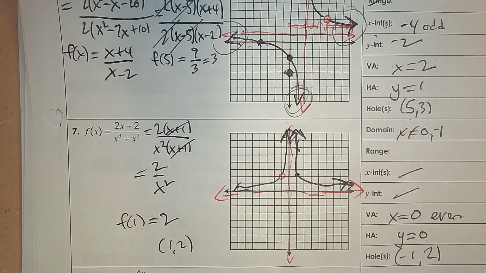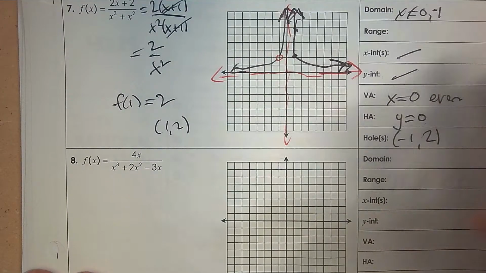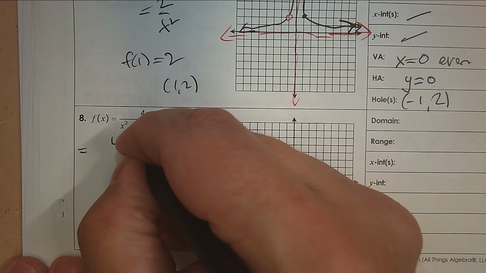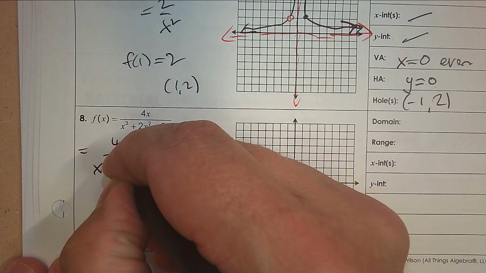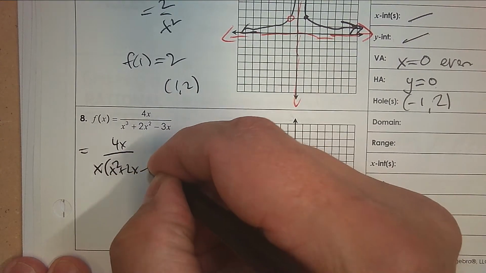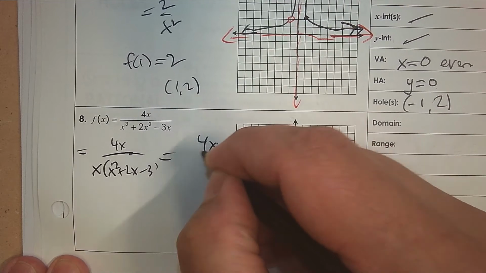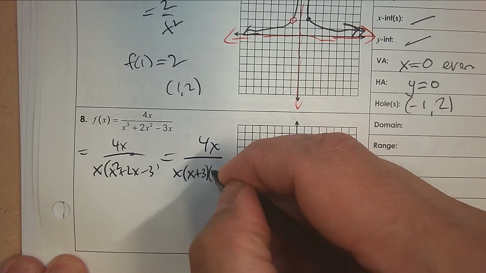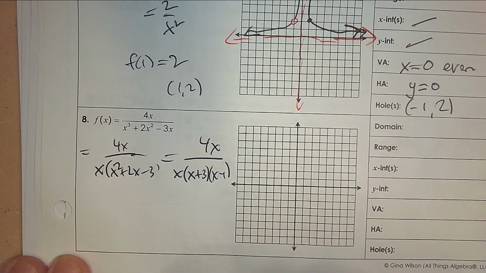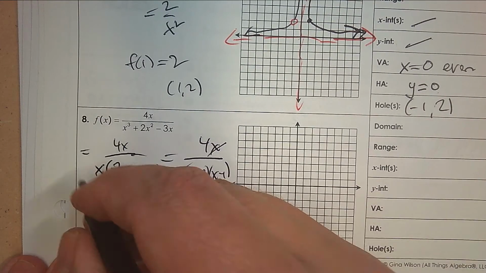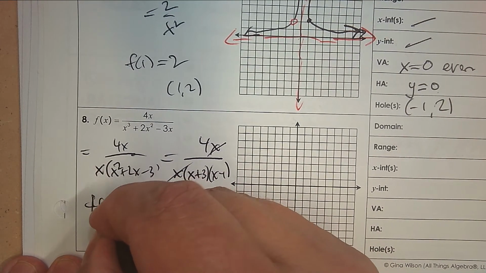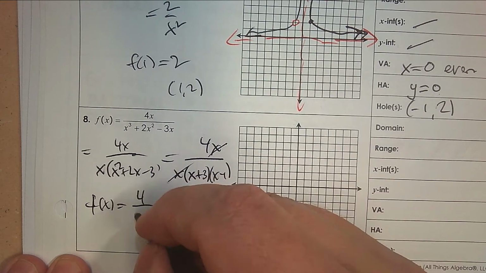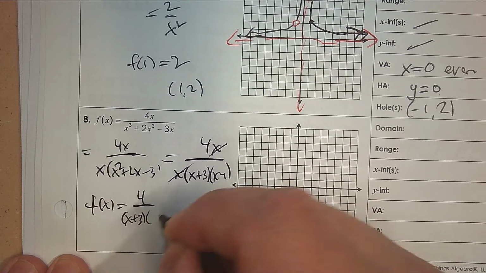All right, one last one left. Number 8. So step 1 is to factor. So the denominator you can factor out an x, and then you can keep factoring it. So when I look and factor out an x, what's left over is x plus 3 and x minus 1. Then when I look, I see x's are removable, and what I'm left with is 4 over x plus 3, x minus 1.